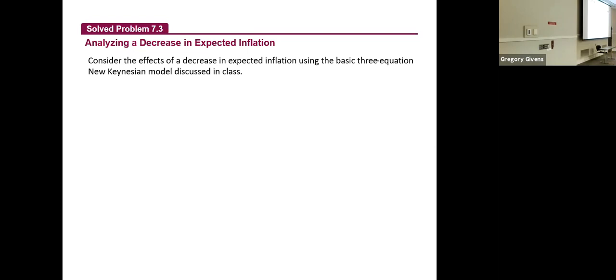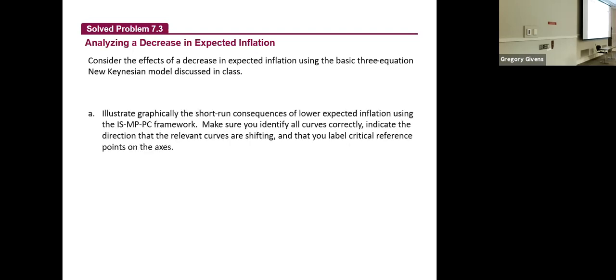I want you to analyze a decrease in expected inflation in the context of this 3-equation new Keynesian model. Okay, so consider the effects of a sudden reduction in expected inflation. We don't know why it's occurring, but investors and private sector households suddenly think that the economy's rate of inflation is going to fall. I want you to do 2 things. Illustrate graphically the short-run consequences of lower expected inflation using the ISMP Phillips curve framework. That is the new Keynesian model.